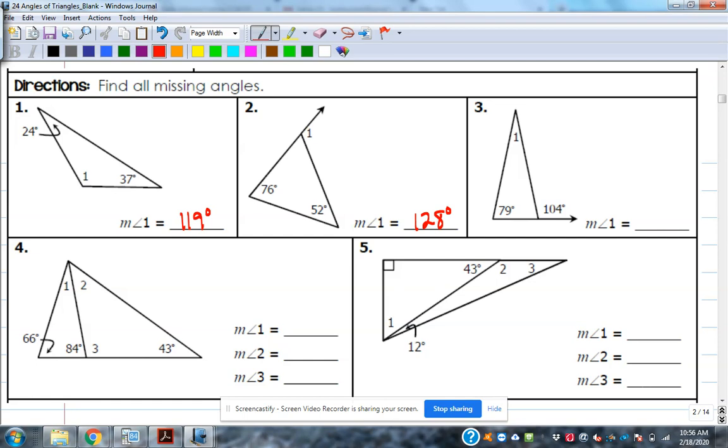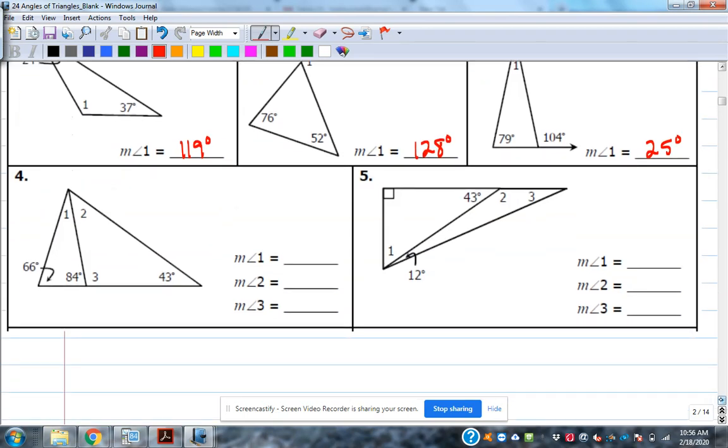Number 3 uses a little bit of subtraction in the exterior angle theorem. So if angle 1 and the angle at 79 degrees should add up to 104, we're just going to take 104 minus 79, 25. Really easy stuff here.